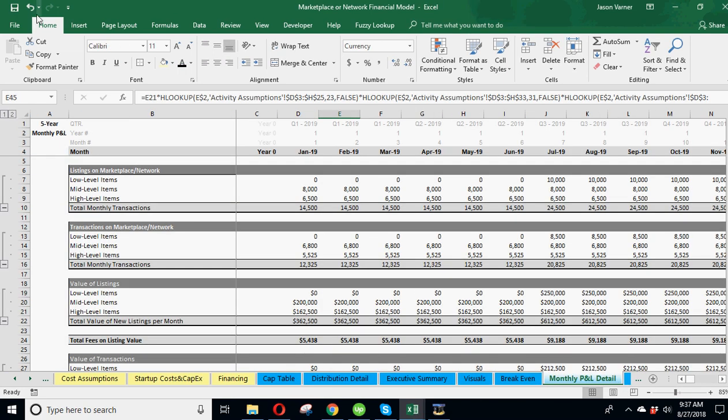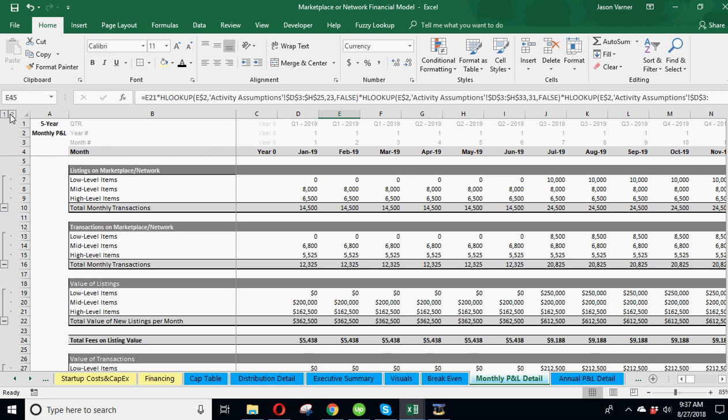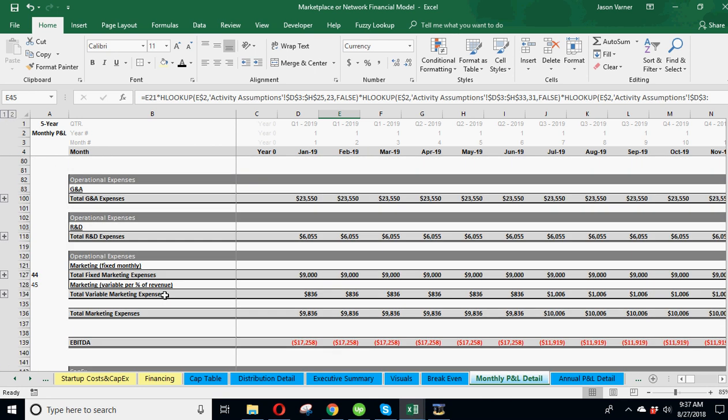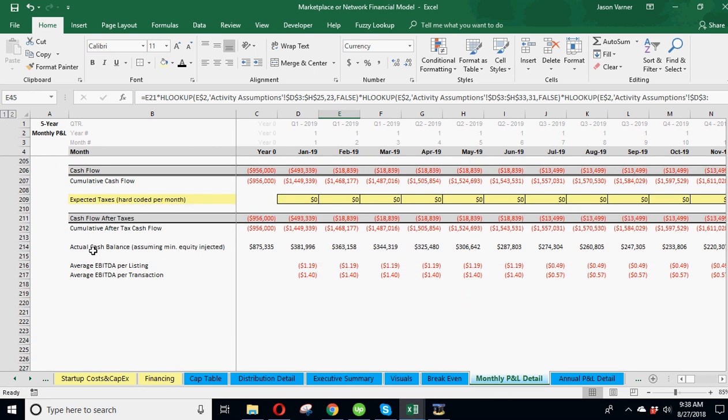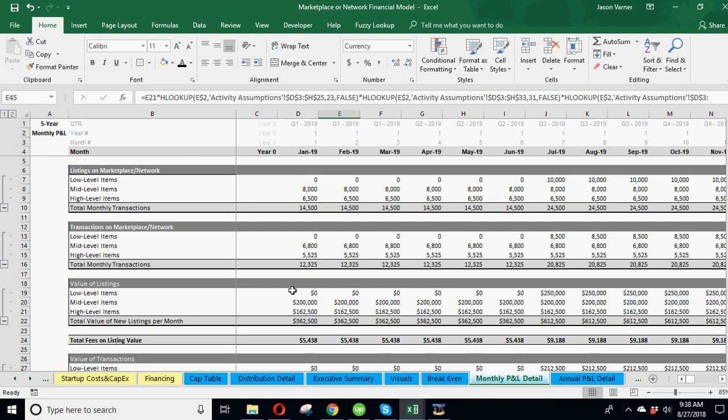Okay, then we have our monthly and annual P&L. These are pretty long. I've grouped them up so you can collapse these and see the totals a bit easier, but still it's 200 rows long. You can see it's just showing you how all the calculations happen on a monthly basis. So you can see these are the listings on the marketplace.